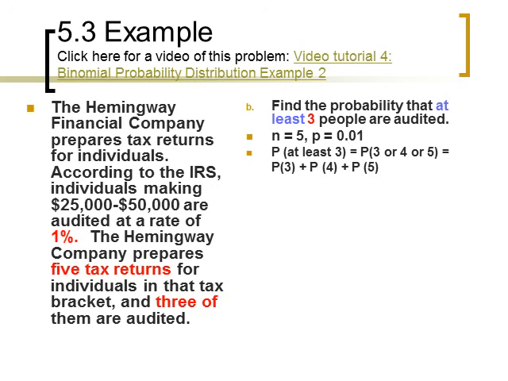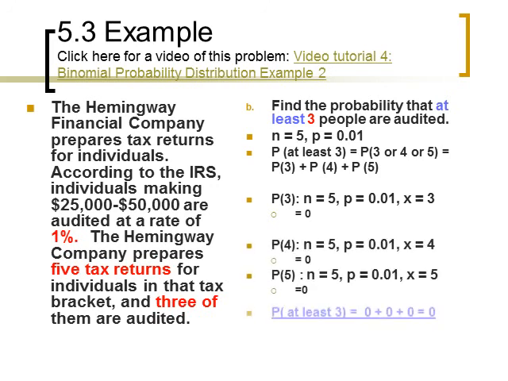So I'm going to look up n equals 5, x equals 3, and line it up under the 0.01 probability. And then I do the same thing for n equals 5, x equals 4, and then I do it again for n equals 5 and x equals 5. The sum of these probabilities is also 0. So the probability of getting at least 3 people audited out of 5 tax returns is 0.